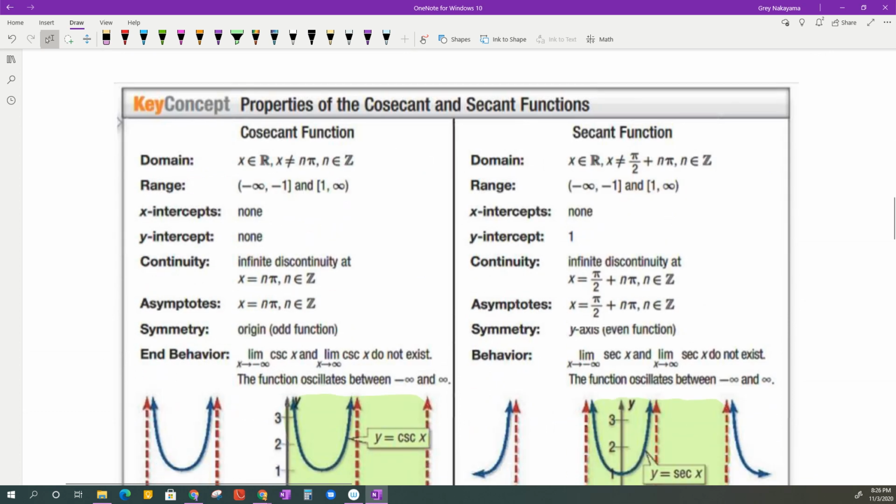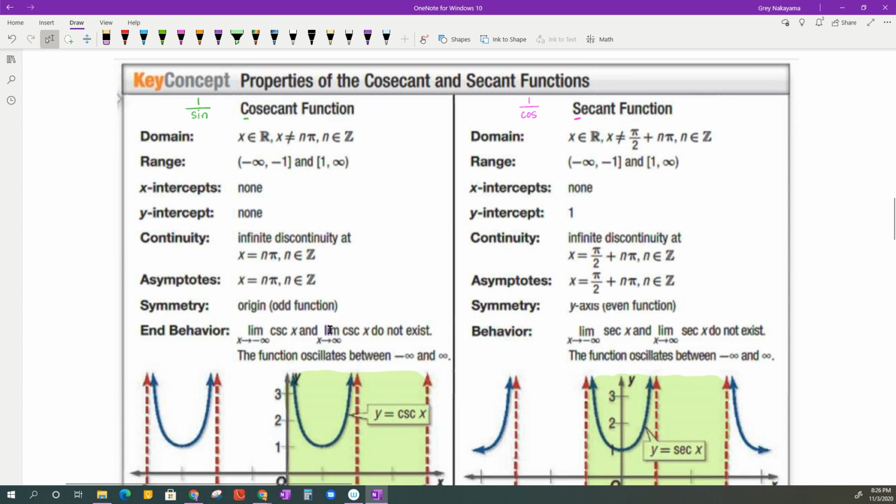On these two, you've got to remember what it is the reciprocal of. Cosecant is equal to 1 over the sine function. These don't start with the same letter: the cosecant starts with a C, so its reciprocal starts with an S. The secant starts with an S, and its reciprocal is the cosine, so it's equal to 1 over the cosine.